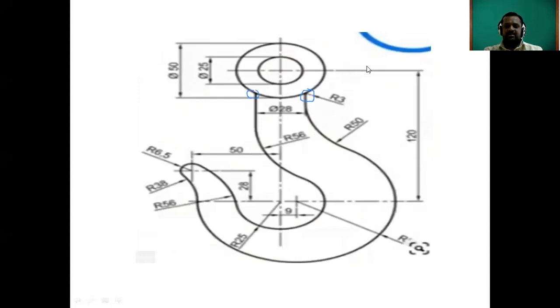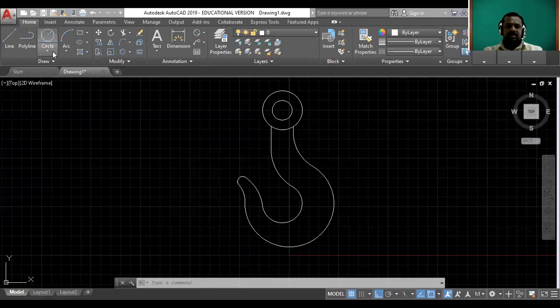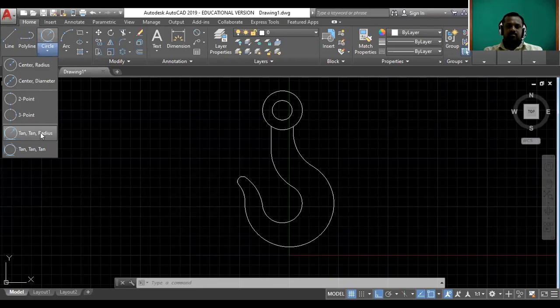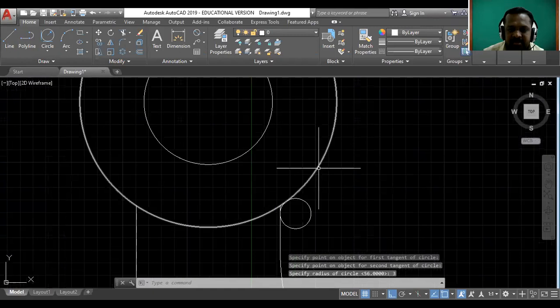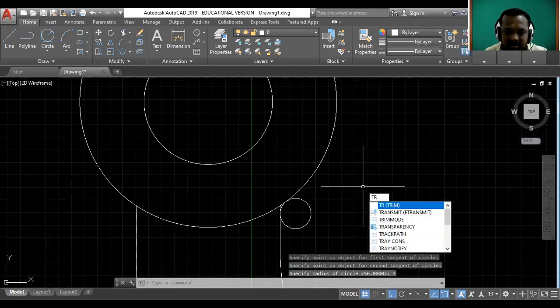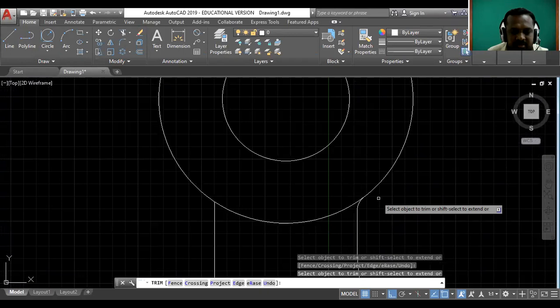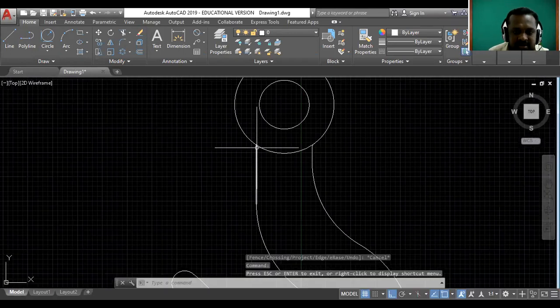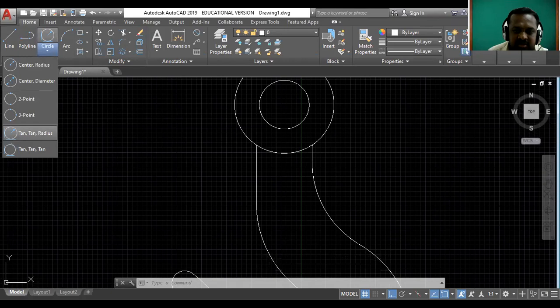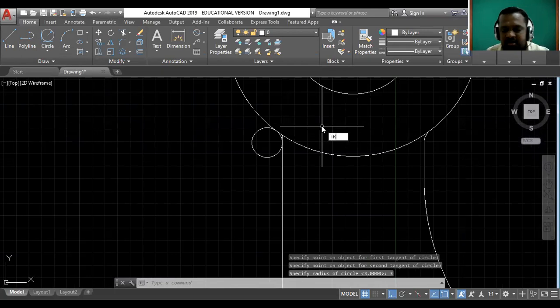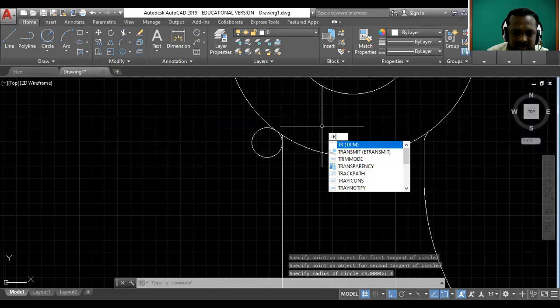Again, we have to use the tangent radius circle. Take the tangent radius circle. Select this point. Take this circle and do the radius 3mm. Then trim it, TR, double enter. Now see, it is correct. And on this side also we require a curve of radius 3mm. Again I will use the tangent radius circle. Select radius 3mm, enter, escape. Then trim the unwanted portion, TR, double enter. I will zoom it so that it will look very easy.